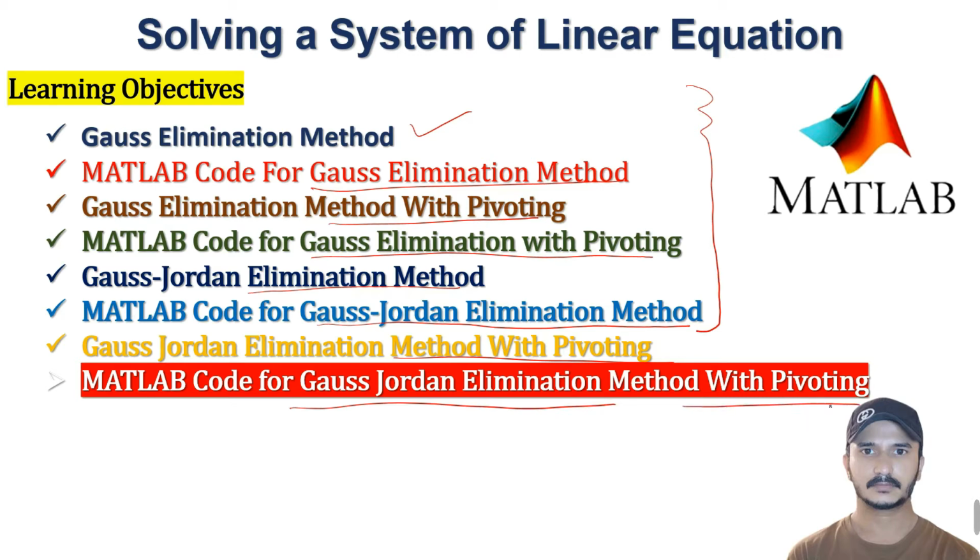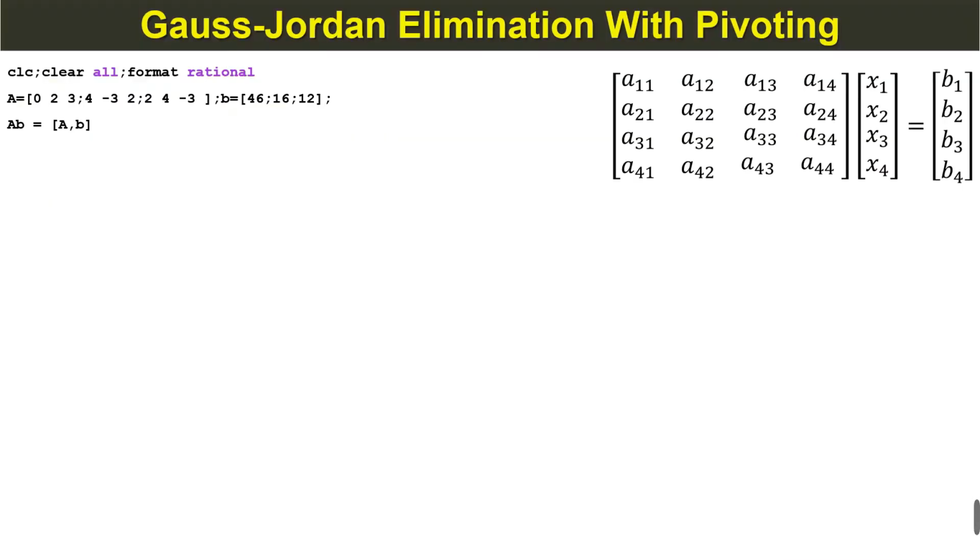Okay, first we use the initial commands clc and clear all, and here we are using format rational. For example, we have a given coefficient matrix A and the matrix B. Before applying the Gauss Jordan elimination method, first we write the augmented matrix, and next we use the size command for the number of rows and number of columns.